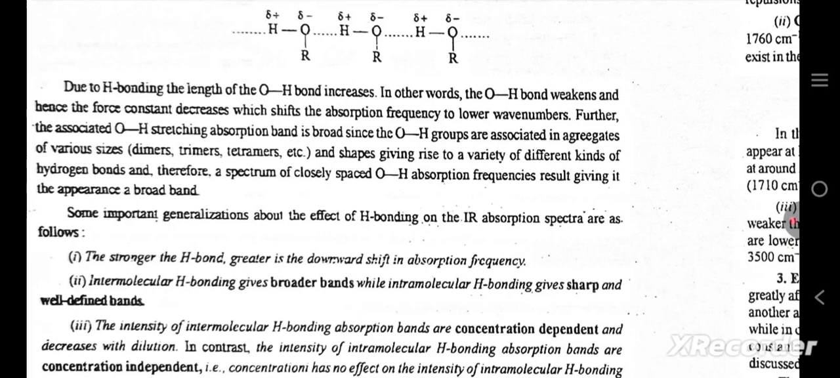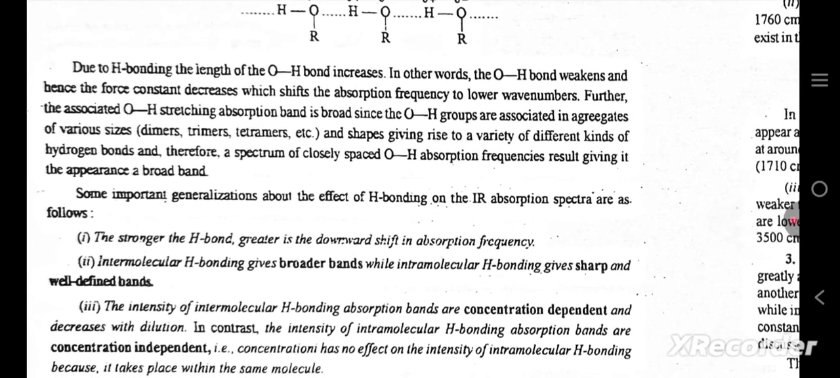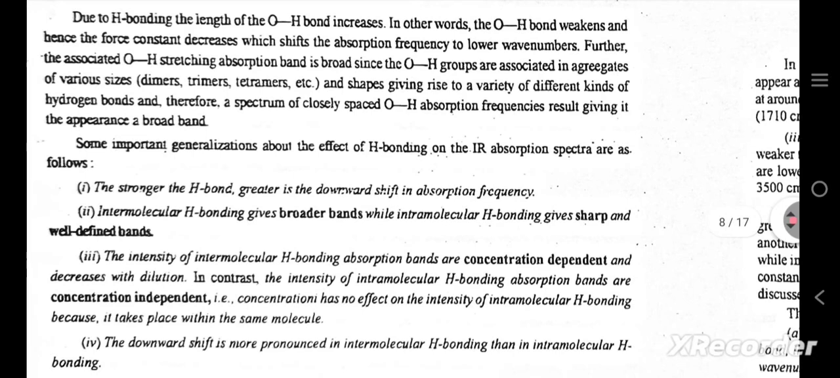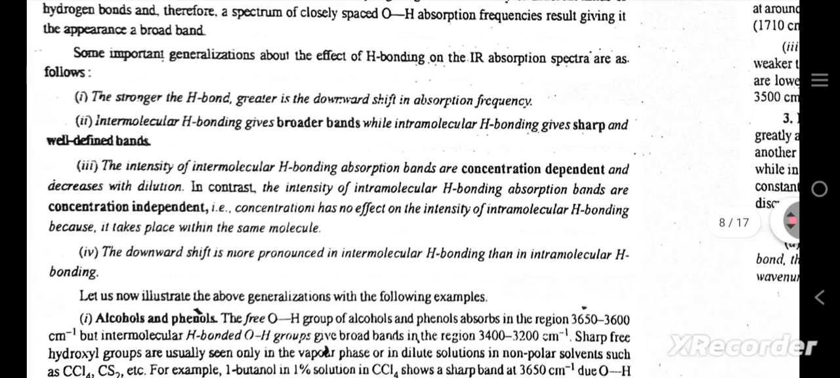wave numbers. Further, the associated OH stretching absorption band is broad since the OH groups are associated in aggregates of various sizes, dimers, trimers, tetramers, etc., and shapes, giving rise to a variety of different kinds of hydrogen bonds, and therefore a spectrum of closely spaced OH absorption frequencies results, giving it the appearance of a broad band. Some important generalizations about the effect of H bonding on the IR absorption spectra are as follows. The stronger the H bond, the greater the downward shift in the absorption frequency.